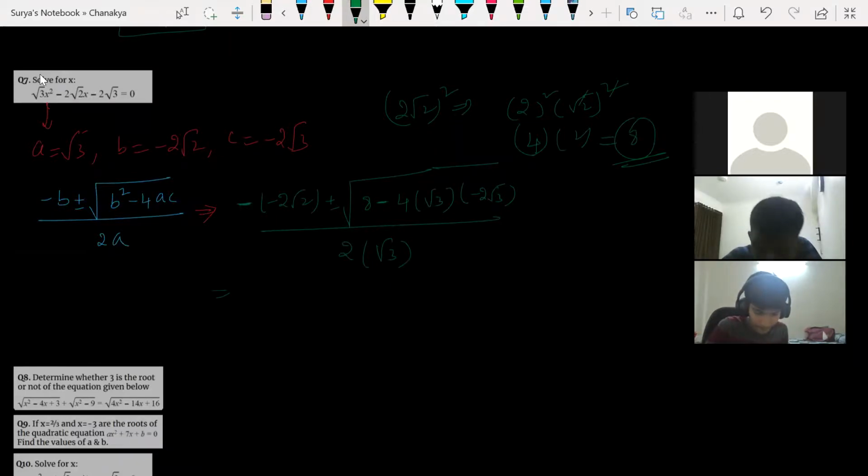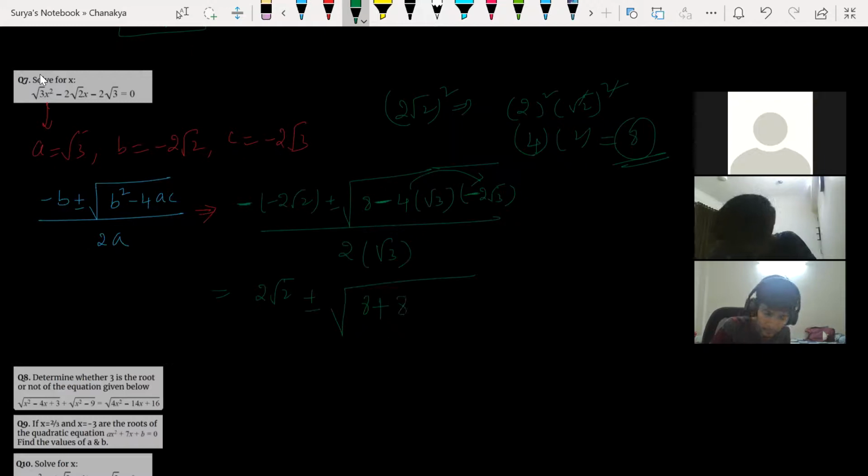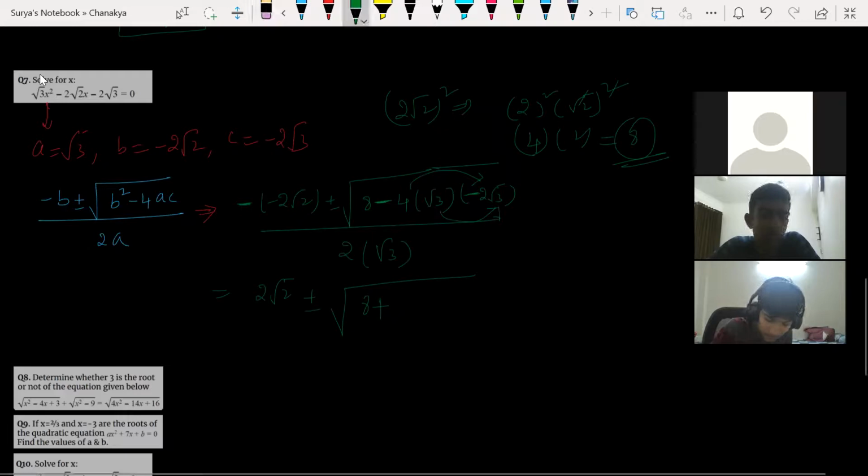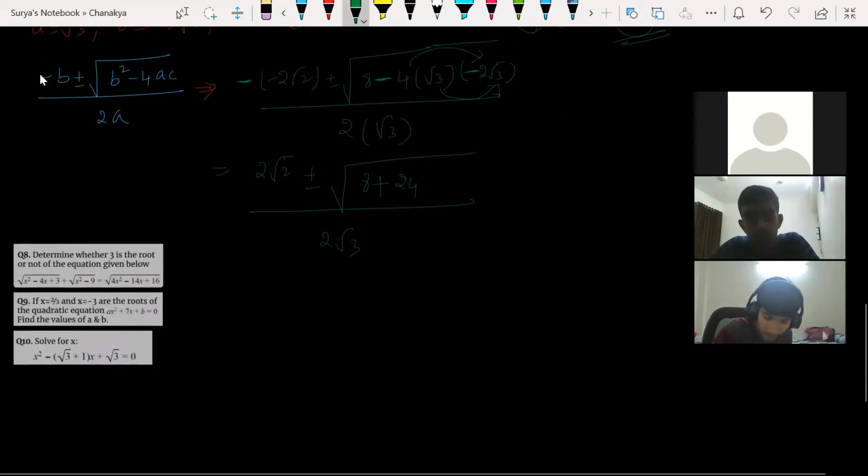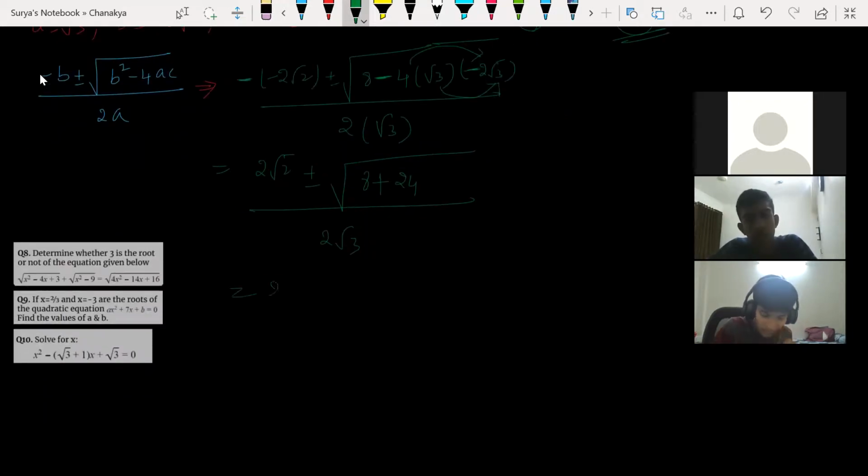Yes or no? Here minus into minus is plus 2 root 2, plus or minus the square root of 8. Here, look at this: minus into minus is plus. So 4 into 2 is 8. Root 3 into root 3 is 3. 8 into 3 is 24, divided by 2 root 3. Getting my point? How can I calculate this further? 2 root 2 plus or minus, how much? 24 plus 8, 32, 32 root 3.